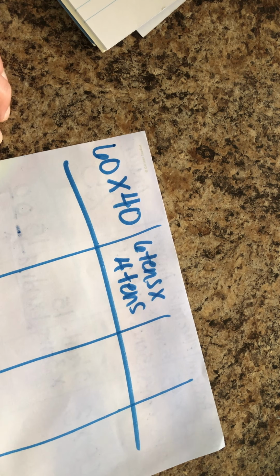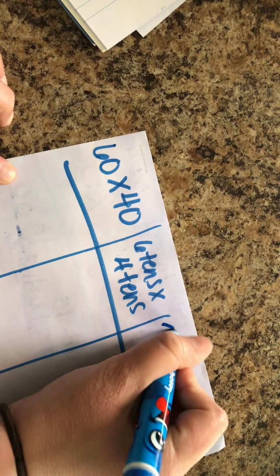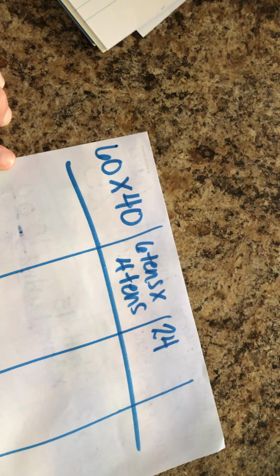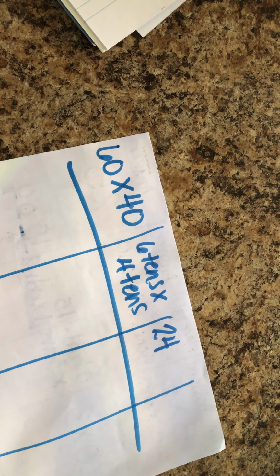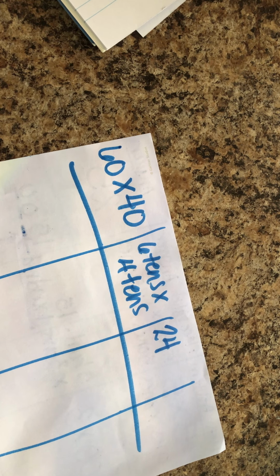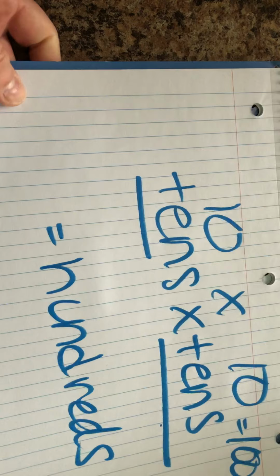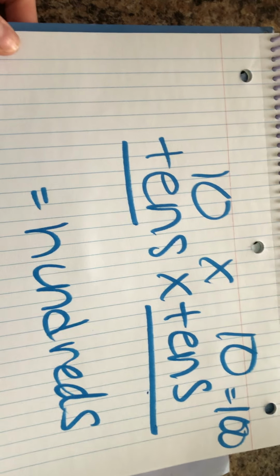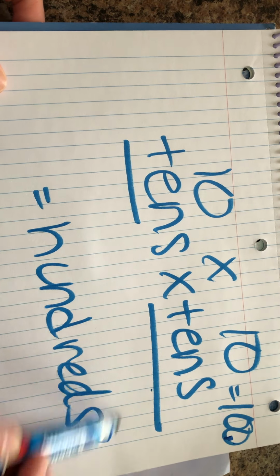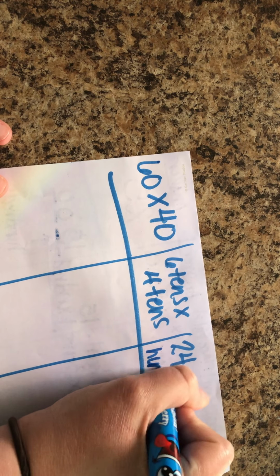So let's think about that. So we have 6 times 4. That gives us 24. But remember, is it tens? Is it ones? Is it hundreds? Is it magically thousands? What do we know? Boom, we know 10 times 10 is 100. So our answer should be in the hundreds.